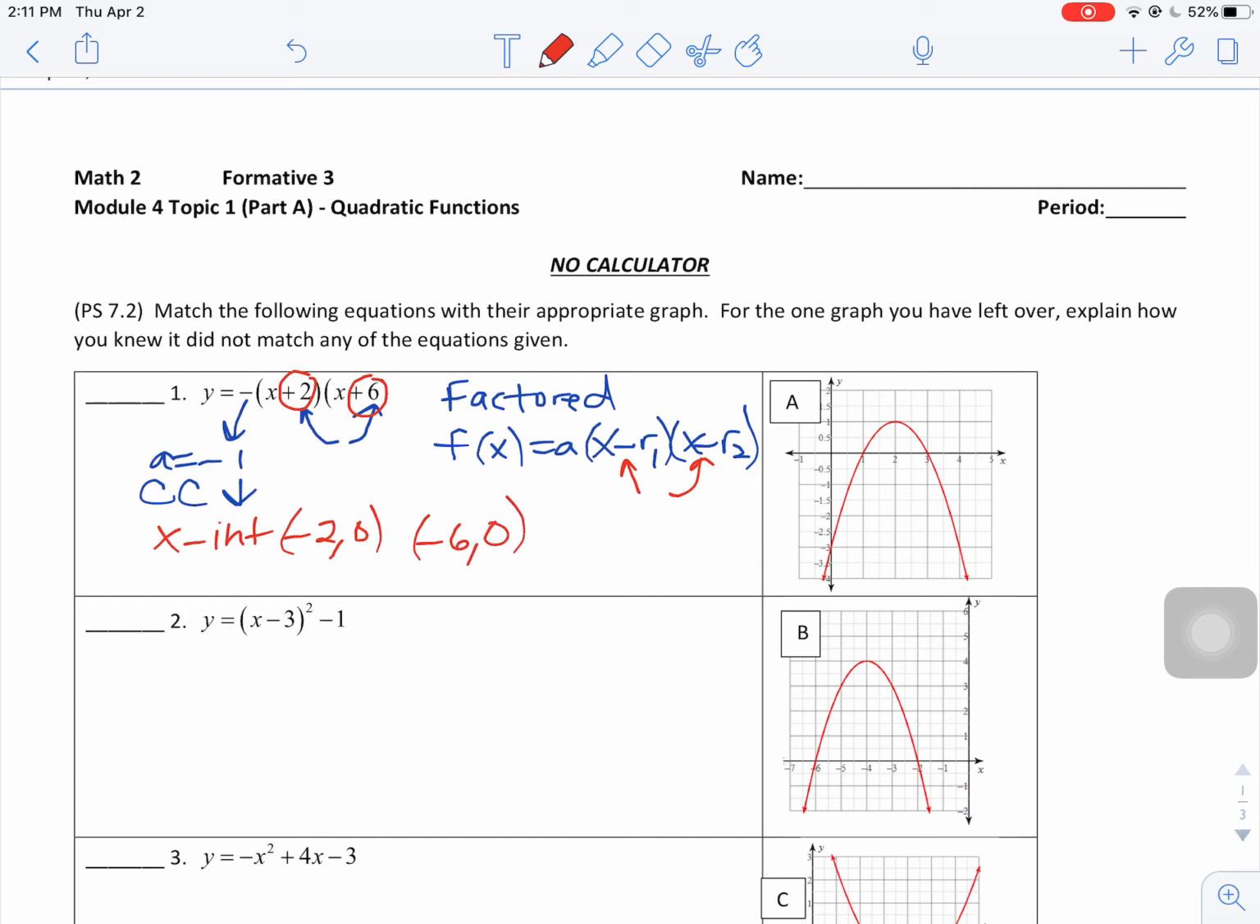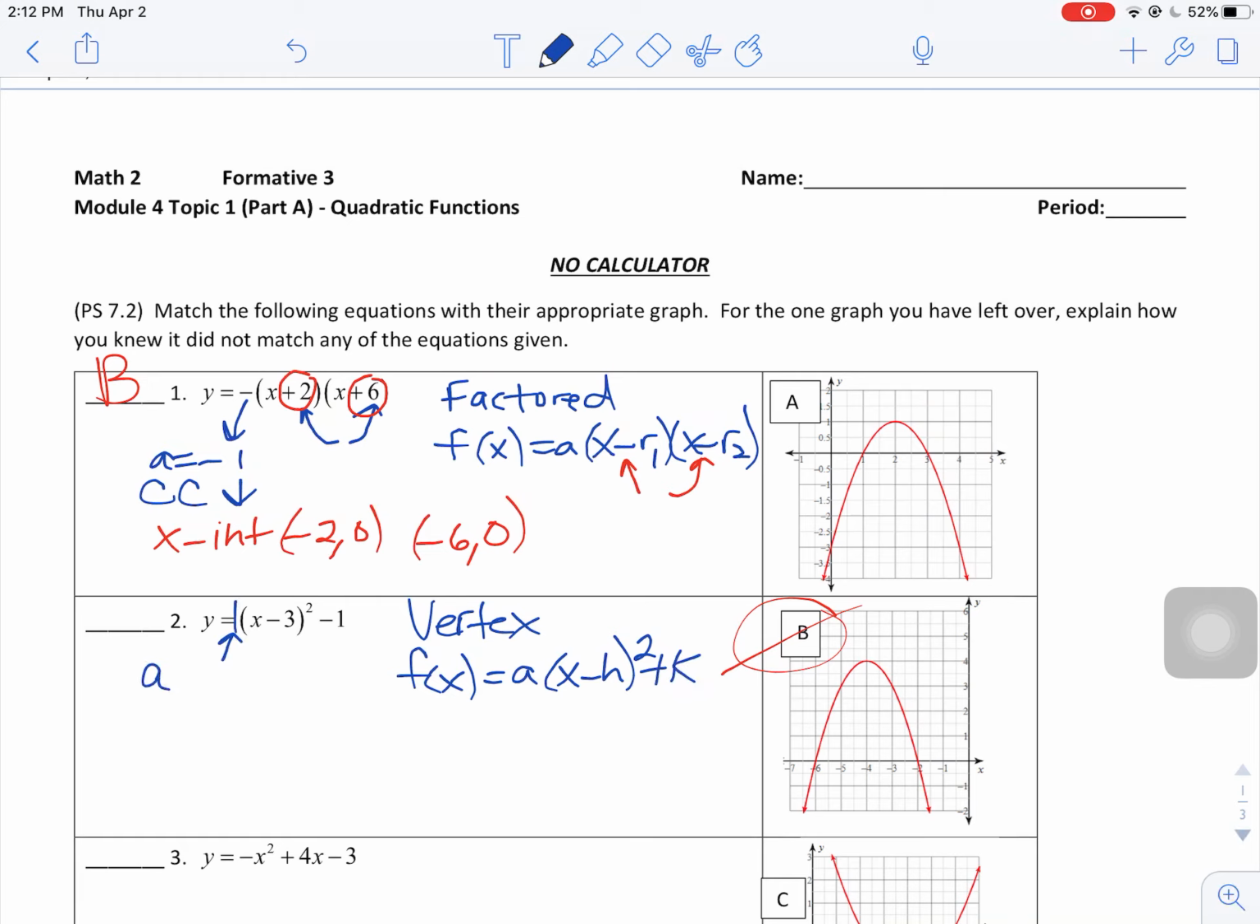So then let's just look at our graphs and see which one goes down and has an x-intercept at -2, 0, and -6, 0. So right here, option B, you're concave down and you have the correct x-intercepts. So that one's gone. On number 2, that is vertex form. Okay, vertex form. So vertex form looks like this. So a times x minus h squared plus k, where the a value tells you your concavity.